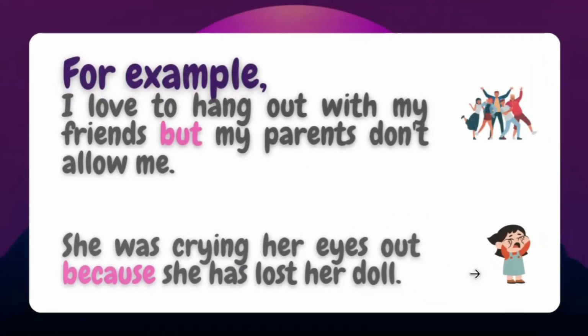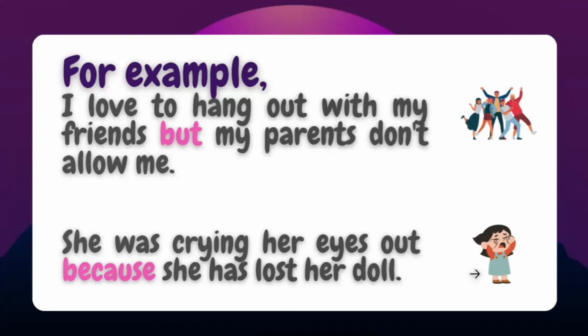Now let's see some examples of how we can use conjunctions. For example, I love to hang out with my friends, but my parents don't allow me. So this word but is connecting two different sentences and making it a longer sentence. Another example could be, she was crying her eyes out because she has lost her doll. Now you are giving a reason why somebody is doing something, so we are using because.